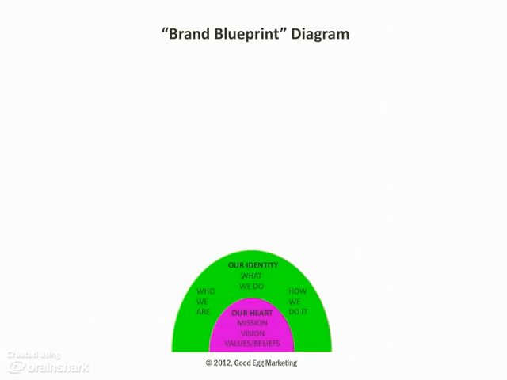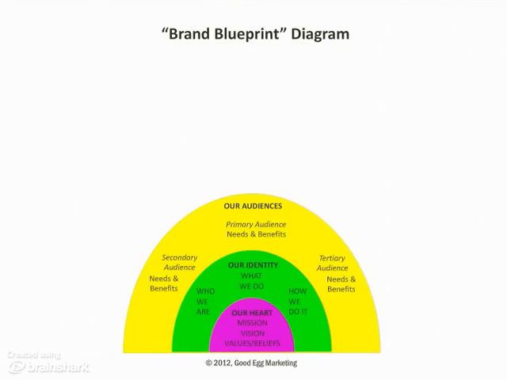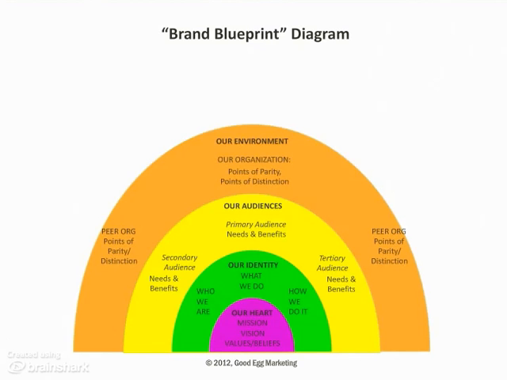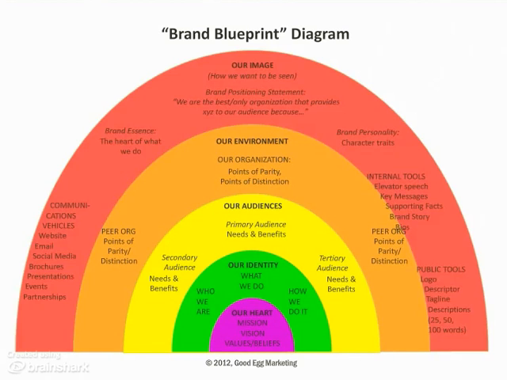So here we are at the first part of the slide. This is going to be a build, and we start out with the title, Brand Blueprint Diagram, and the copyright notice. And when the presenter is talking to the audience, first she clicks and our heart appears in the little purple dome, and the next click builds it up to our identity, and then our audiences, our environment, and our image. And you can very clearly see that the brand blueprint forms a big rainbow.